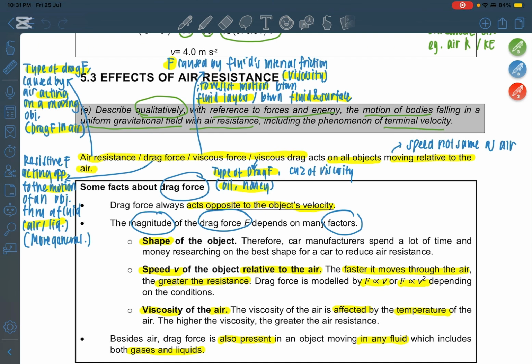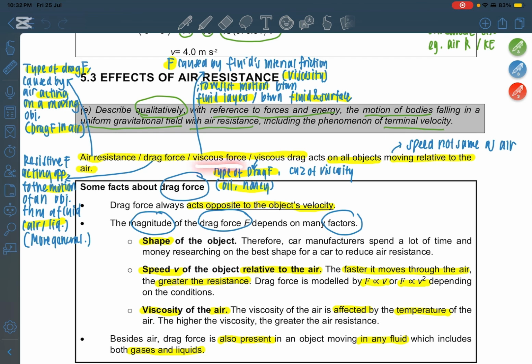And moving on to the effects of air resistance. So, air resistance, or what we call drag force, or viscous force, or viscous drag, acts on all objects moving relative to the air. So that means the speed is not the same as the air. Okay, so viscous drag, by the way, is a type of drag force, referring to this, like your honey, oil, and the reason why you have the drag is because of its viscosity. If you look at oil, if you look at honey, they're very viscous.